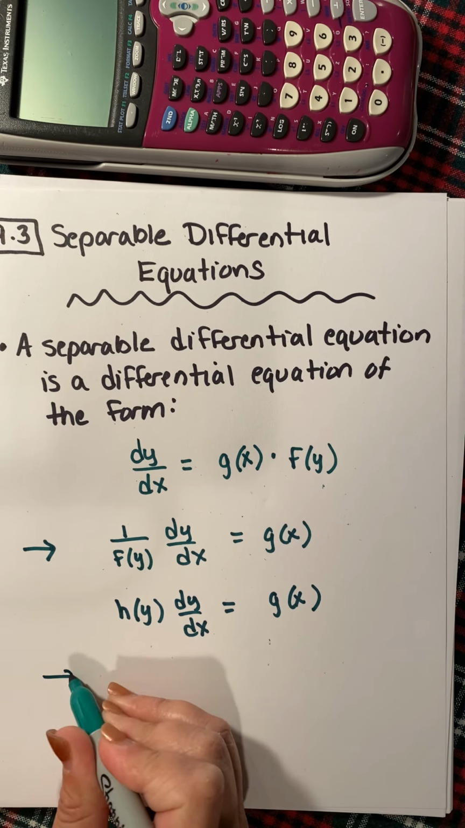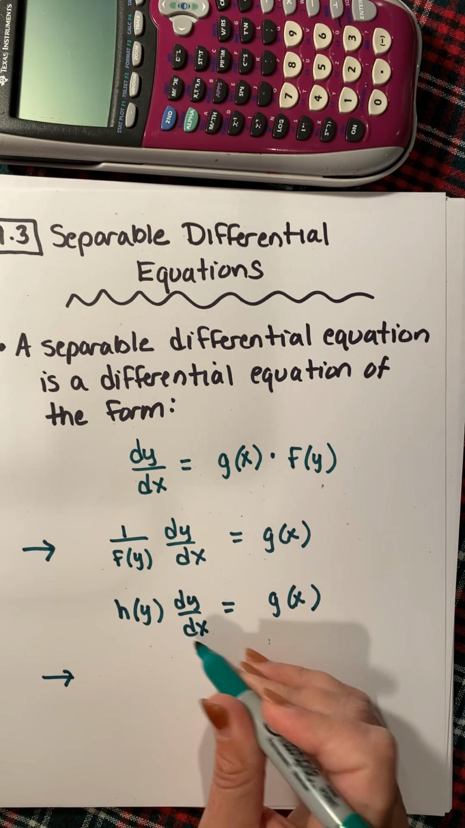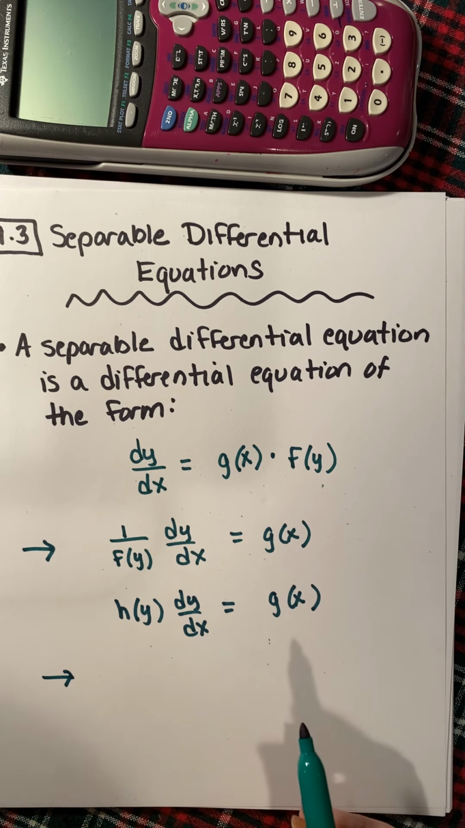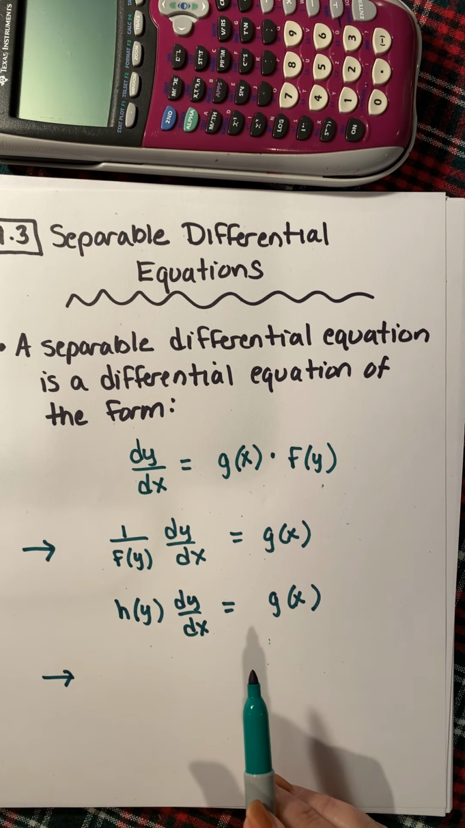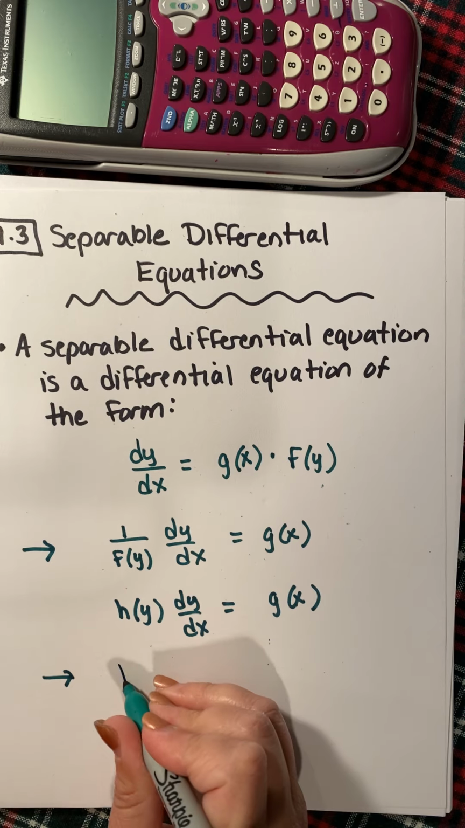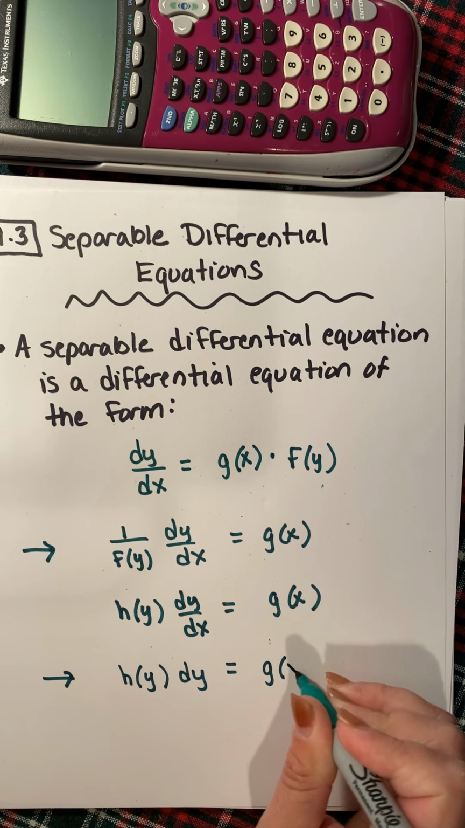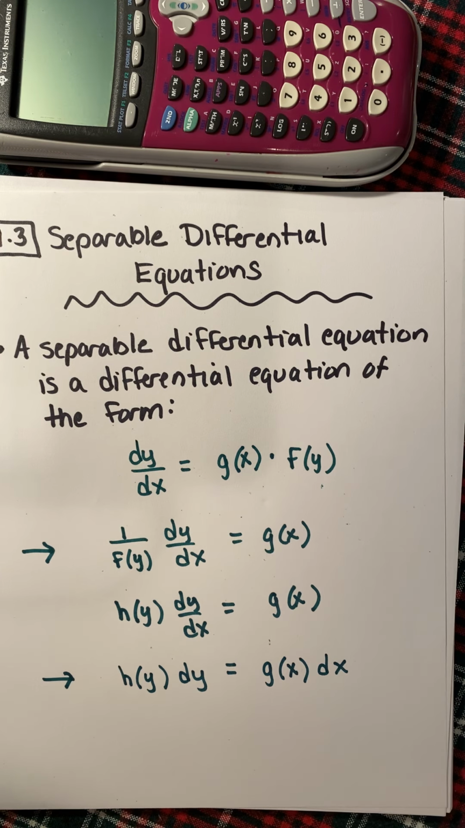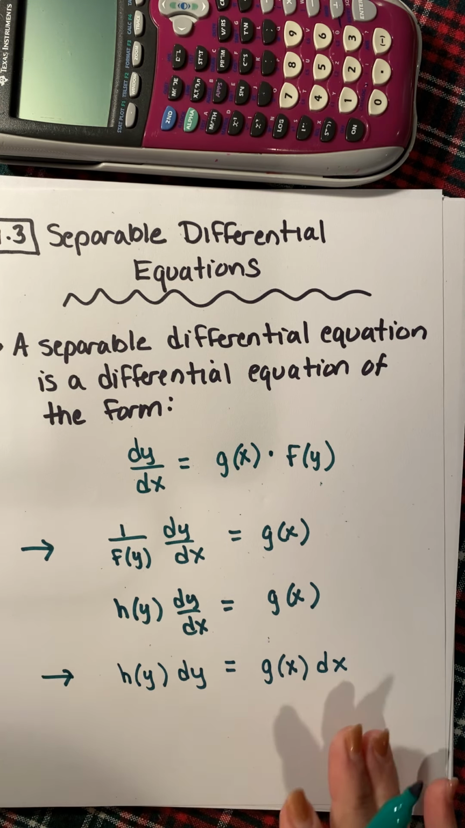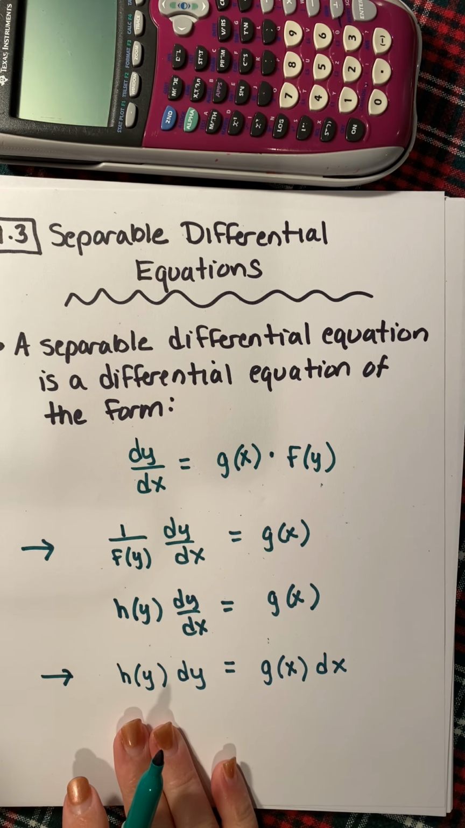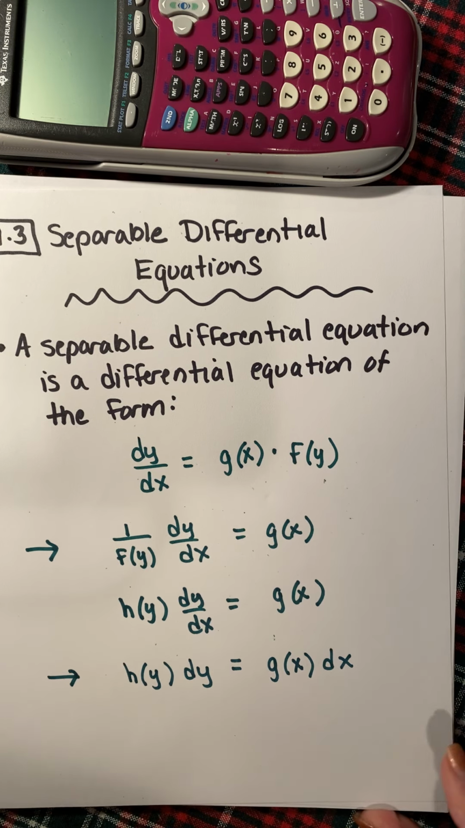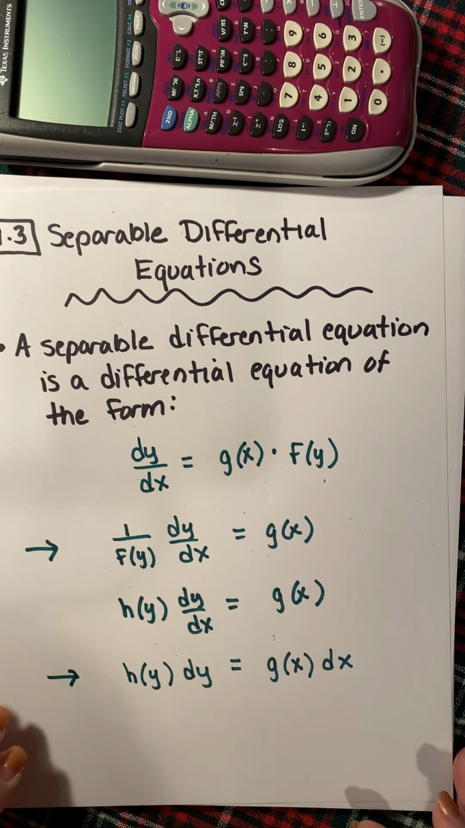And then from here, we're going to take this differential and bring it over to this side. So we're in the sense of just multiplying both sides by the differential dx. So then we get something of the form h of y dy equals the function g of x times dx. So we have products on both the left side and the right side. Everything on the left is in terms of y. Everything on the right is in terms of x. And if we can get it into this form, then we can attempt to solve for y by integrating both sides of the equation. So let's try an example.